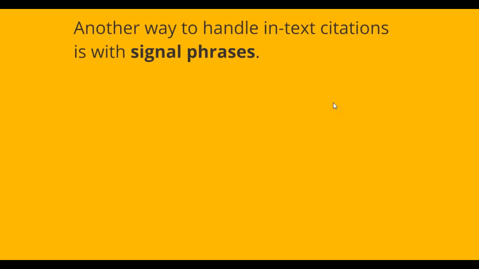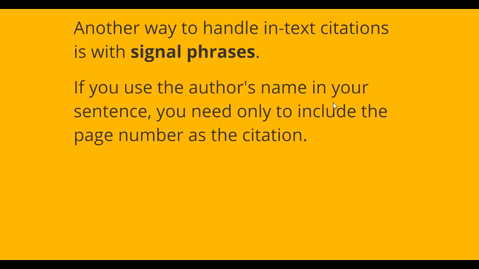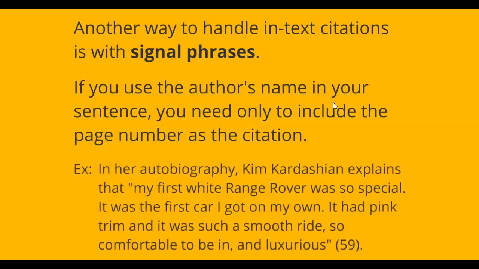Another way to handle in-text citations is with signal phrases. If you use the author's name in your sentence, you need only to include the page number as the citation. So, for example, Kim Kardashian also kind of sort of wrote a book. In her autobiography, Kim Kardashian explains that my first white Range Rover was so special. It was the first car I got on my own. It had pink trim and it was such a smooth ride, so comfortable to be in and luxurious.